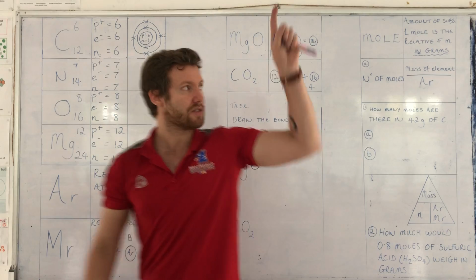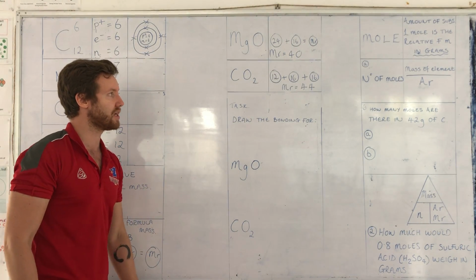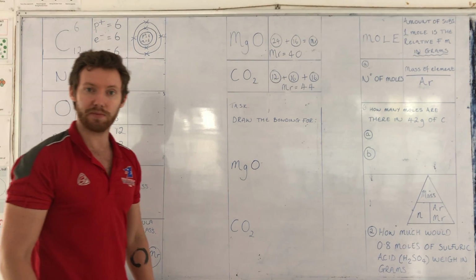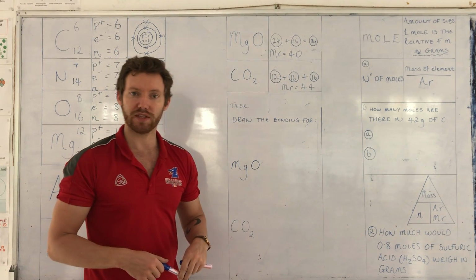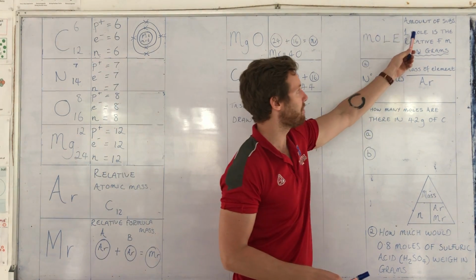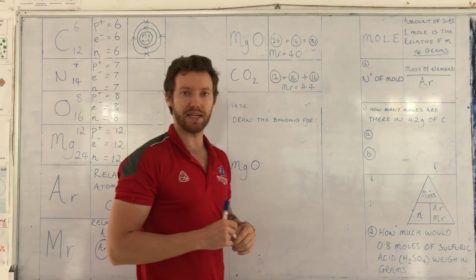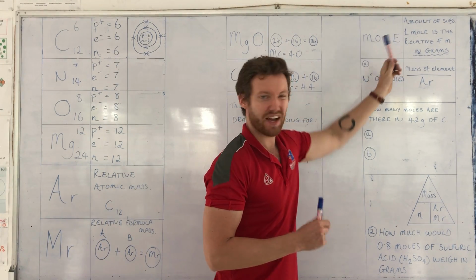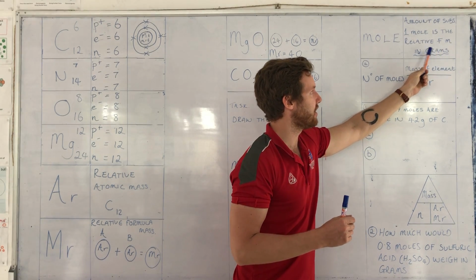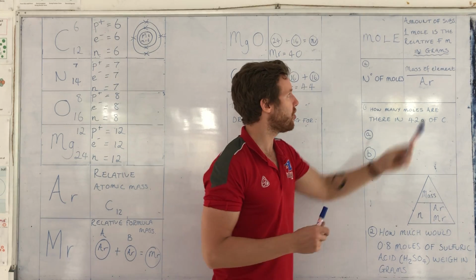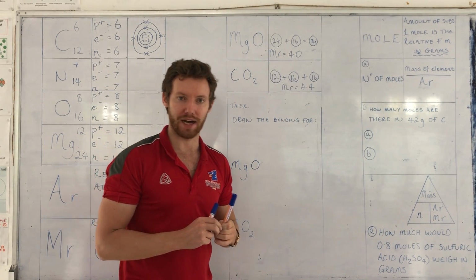Okay, task 1 done, task 2 done, task 3, wow, we're doing so well at the moment. Okay, a tricky term we want to be able to define. It's not the animal. The mole in chemistry, the definition for this is the amount of substance. And 1 mole is the relative formula mass in grams. 1 mole is the relative formula mass in grams.